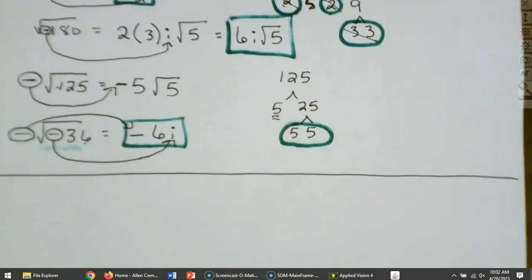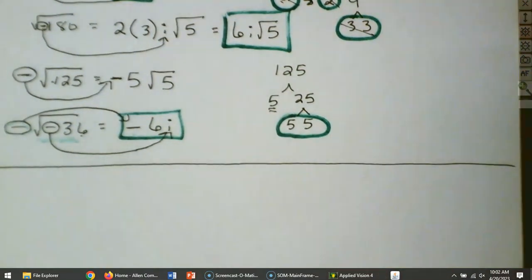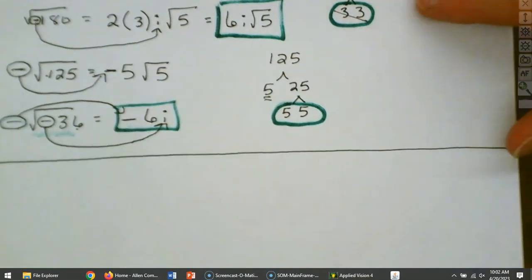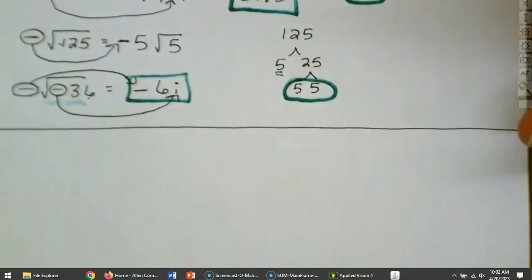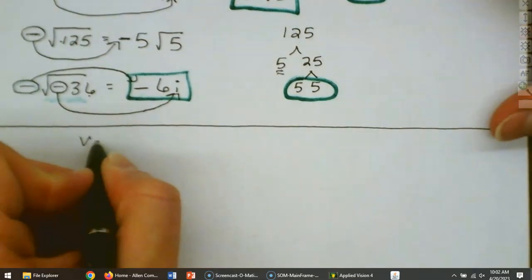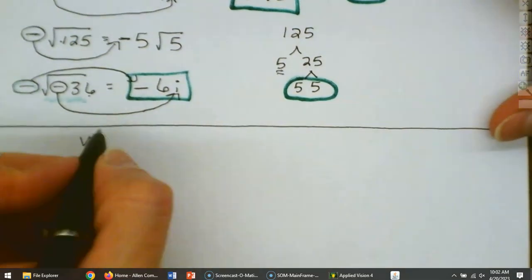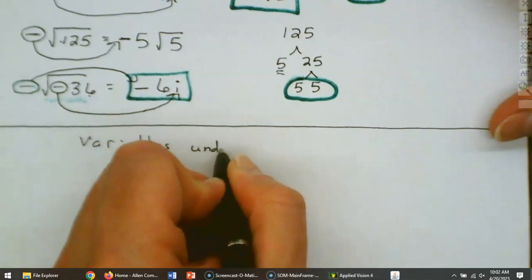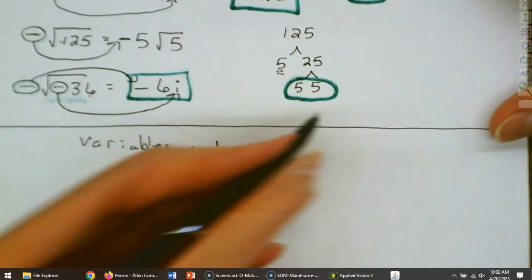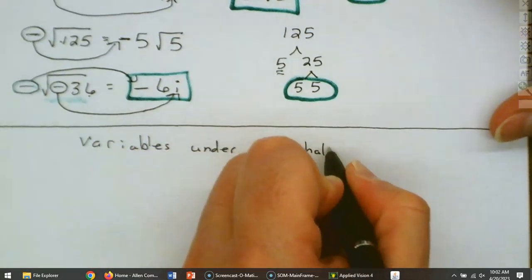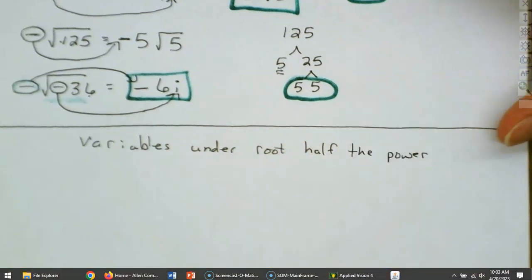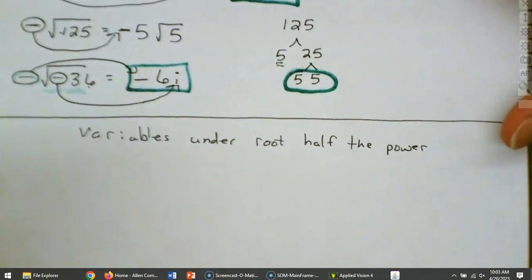Now, we talked about numbers quite a bit. Now we're going to talk about variables. And when we talk about variables in the square roots, we're going to half them. So again, we're looking for pairs. So for variables under the root, you half the power. Okay, so for variables underneath that root, we half that power.